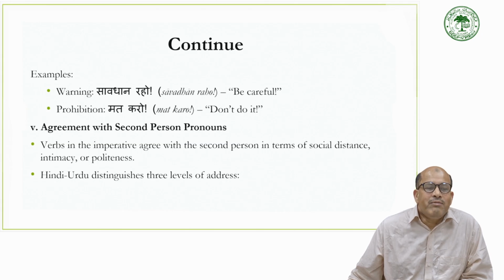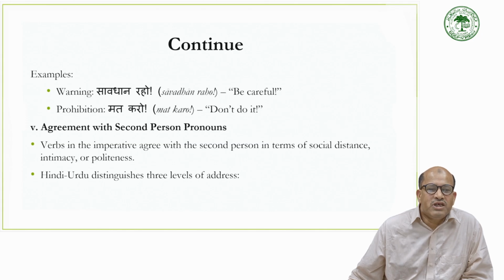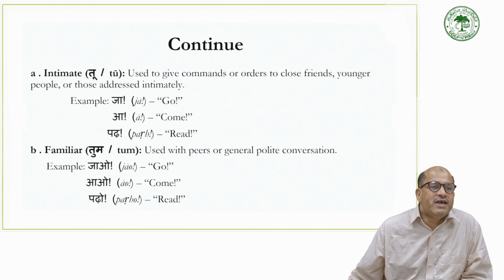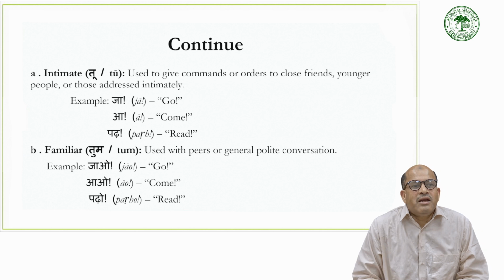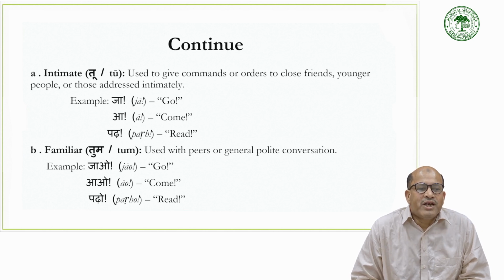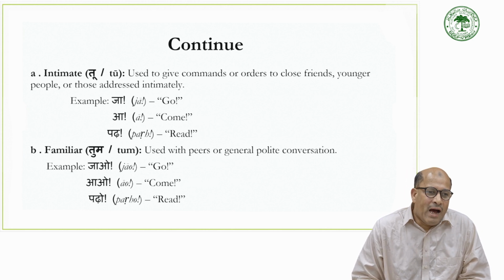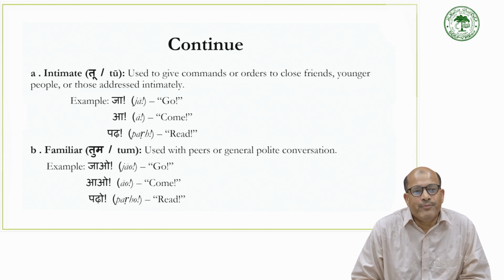Then we can see the agreement with the second person pronouns. Verbs in the imperative agree with the second person in terms of social distance, intimacy, or politeness. Hindi Urdu distinguishes three levels of address: intimate tu, familiar tum, and then aap. If you look at this, tu is used to give commands or orders to close friends, younger people, or those addressed intimately. For example, ja, we say go.